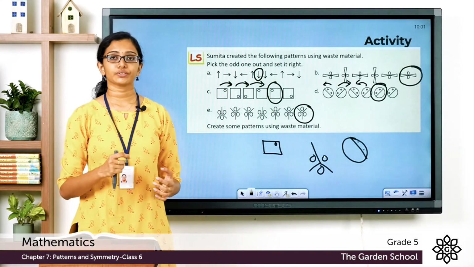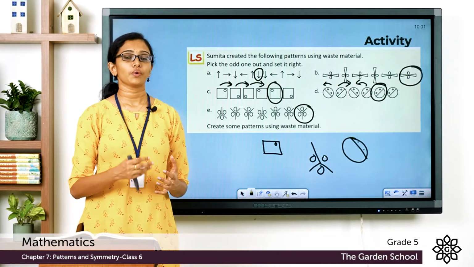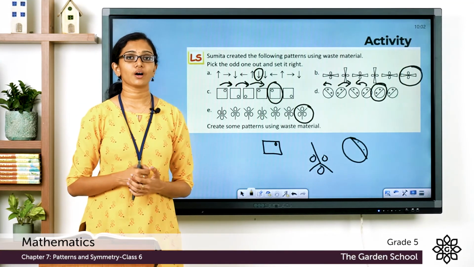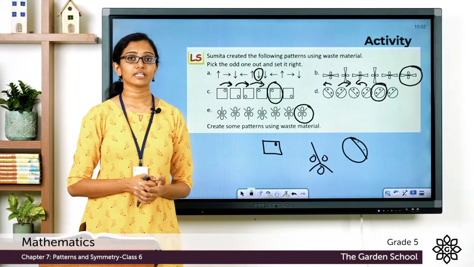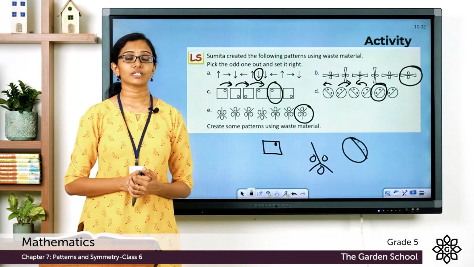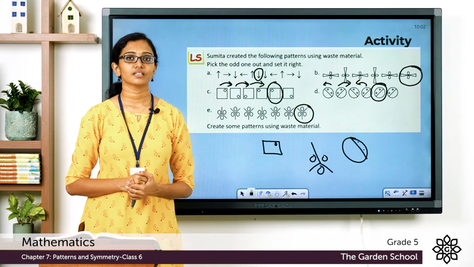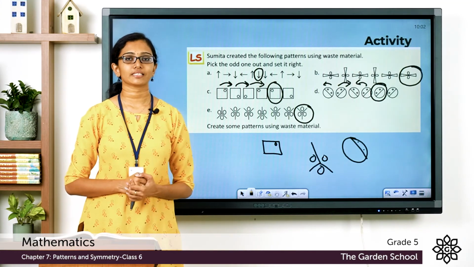Create some patterns using waste material. We can create some beautiful patterns using waste materials. That is one creative way of recycling waste materials. We can cut out beautiful patterns using used papers, or you can draw beautiful patterns on disposable glasses. Be creative and try to create wonderful patterns.